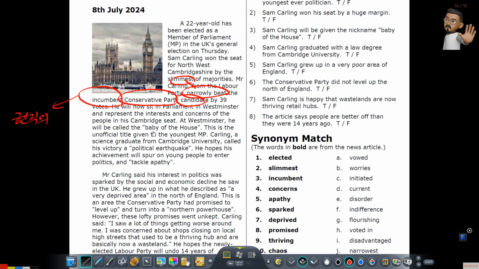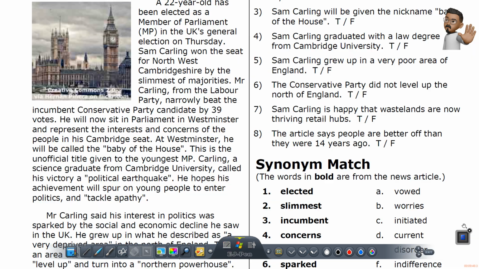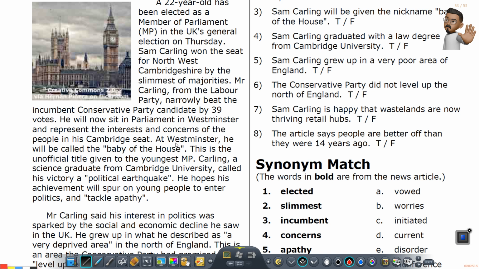And he will now sit in a parliament in the Westminster. This is Westminster, like a 국회 의사당, and represent meaning 대표하다. That's right. The interest and concern, 관심과 우려 of the people in his Cambridge seat. Continue. Where are we now? Okay, and at Westminster, he will be called the baby of the house.